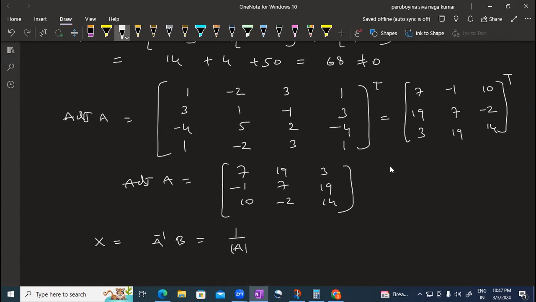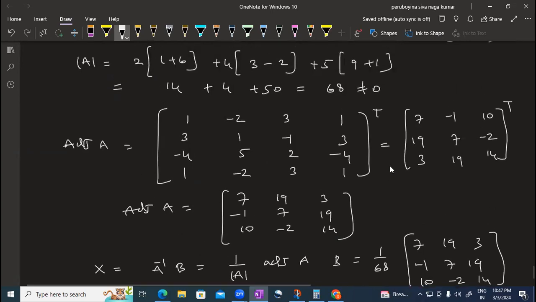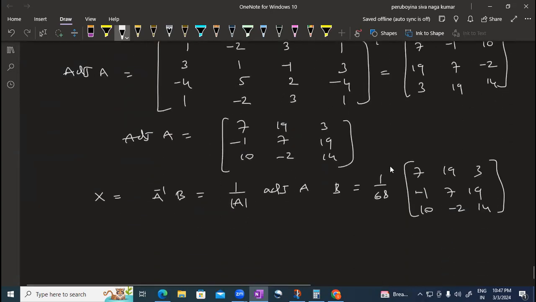Now X is equal to A inverse into B. A inverse means 1 by det A into adjoint A. 1 by det A means 1 by 68. Adjoint A is 7 19 3, minus 1 7 19, 10 minus 2 14, into B, which is 1500, 100, 400. It will be multiplication.